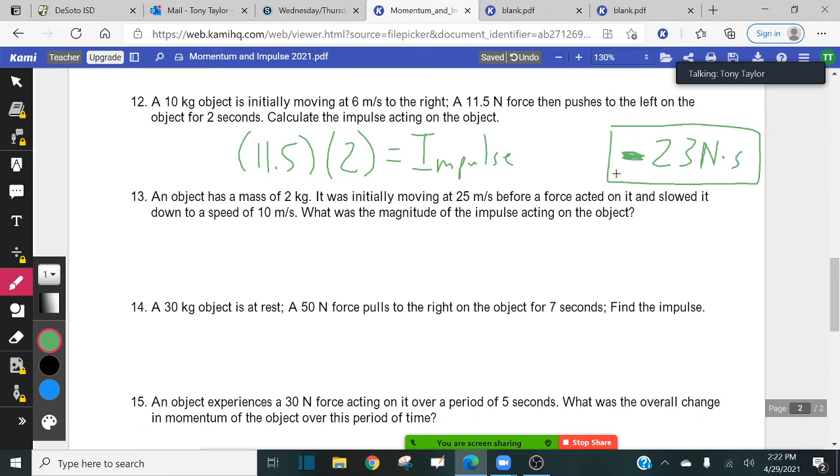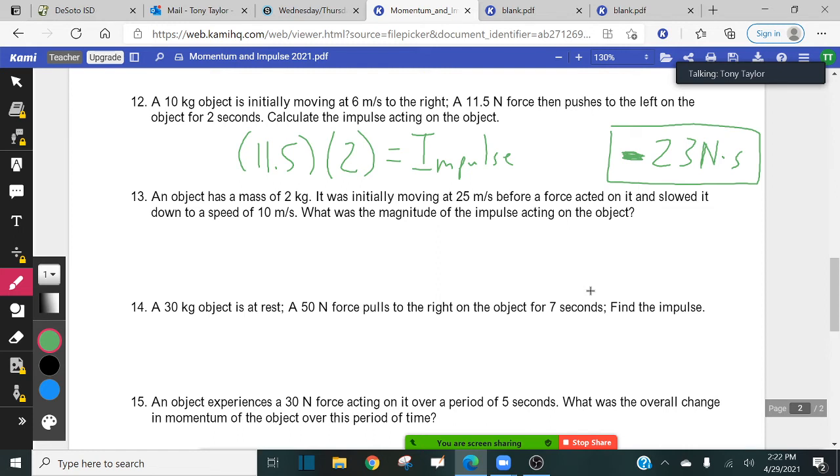So we say that a negative impulse has been applied toward the object because this impulse is changing its momentum. It's causing it to slow down. So it's a negative impulse.